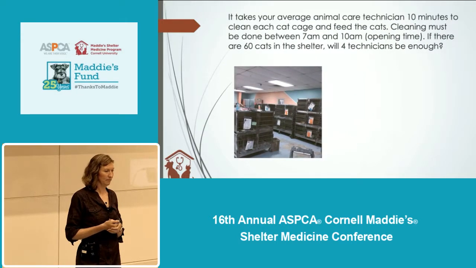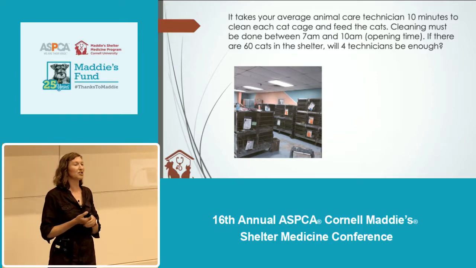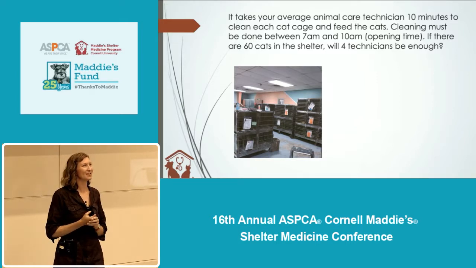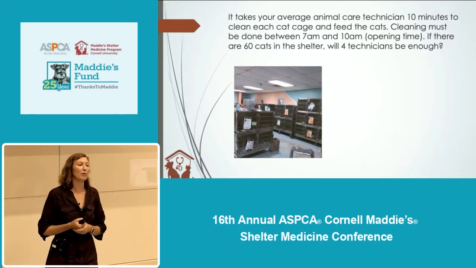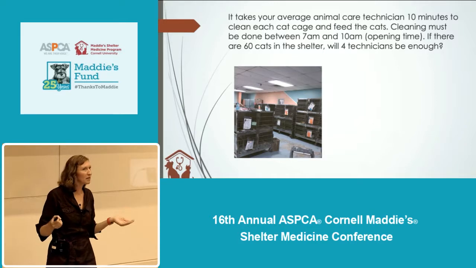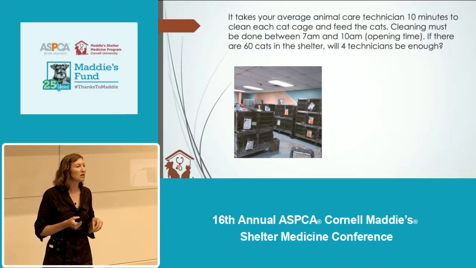So for example, it takes your average animal care technician 10 minutes to clean each cat cage and feed the cats. This shelter, these guys are fast. Cleaning must be done between 7 a.m. and 10 a.m. opening time, right? Because you wouldn't want the public to come into a dirty shelter. If there are 60 cats in the shelter, is 4 enough, or do you need to have 5?